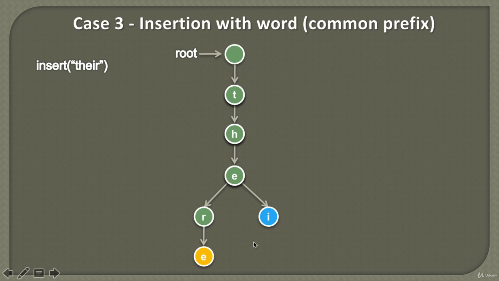So we'll check whether R is present or not. So here you can see R is not present. So we'll create a new trie node and we'll insert R. And finally we see here that it is the end of the word. So we'll simply mark R as the end of the word.